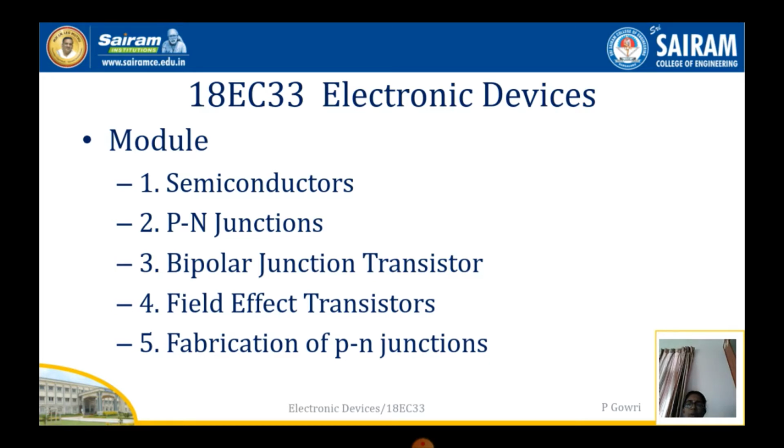So in the second module, we will be discussing the PN junction and its applications. The third module discusses the bipolar junction transistors and their characteristics. In the field effect transistor module, module 4, we will be discussing what is meant by MOS capacitor, what is meant by JFET, and what are the two different types of MOSFET, that is depletion and enhancement MOSFET. So we will be discussing the characteristic curves of all the devices.